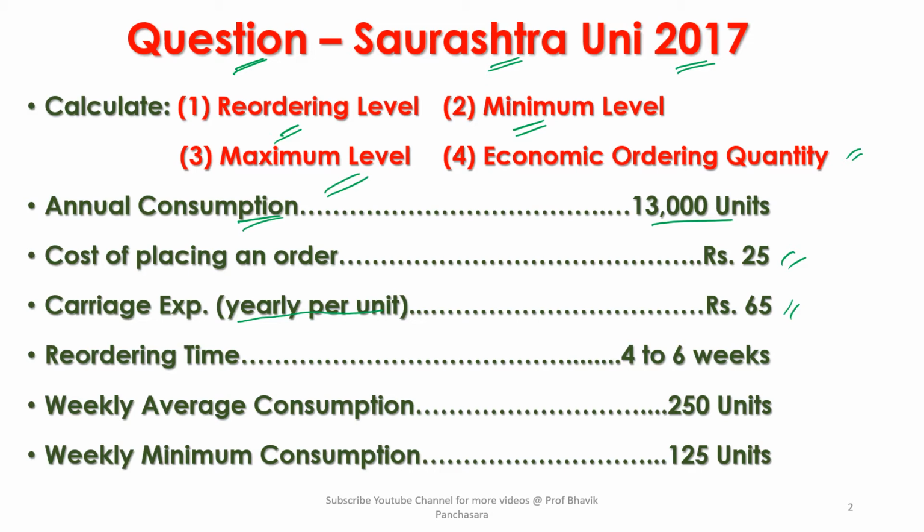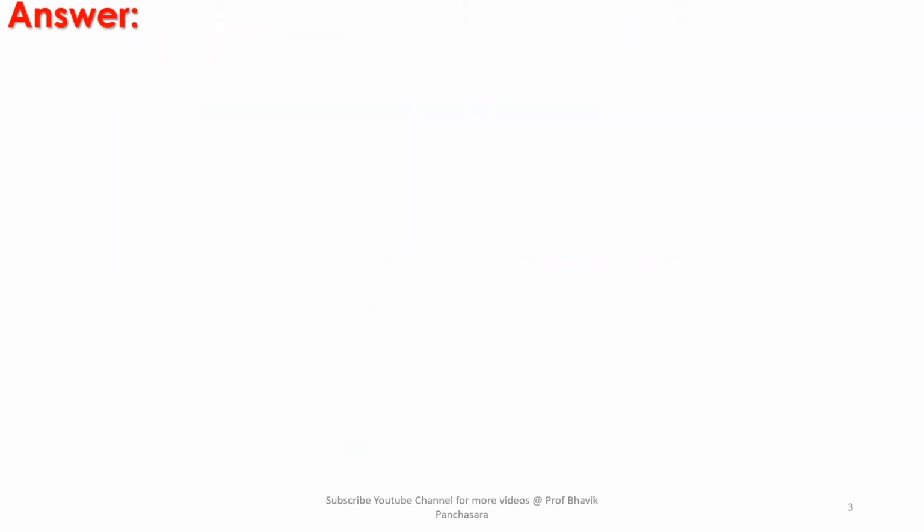Then reordering time, that is 4 to 6 weeks. Here meaning of 4 weeks minimum is the minimum time and meaning of 6 weeks is the maximum time. After that, weekly average consumption is given, that is 250 units, and weekly minimum consumption is given 125 units. Means here we can say that we have average and minimum consumption, but we do not have maximum consumption, that we have to calculate. So, let us friends solve this question.